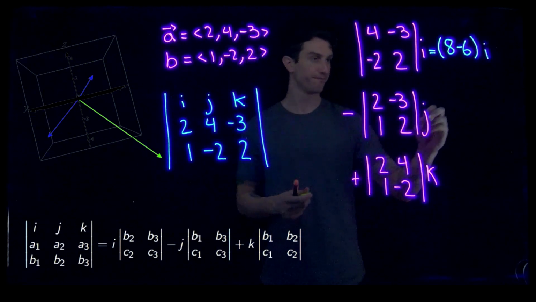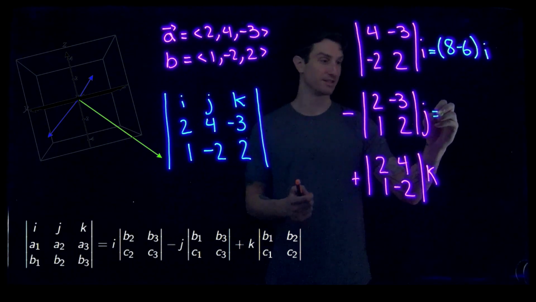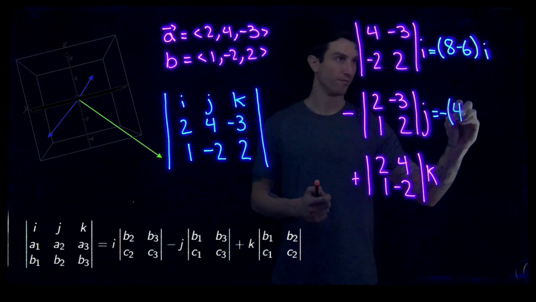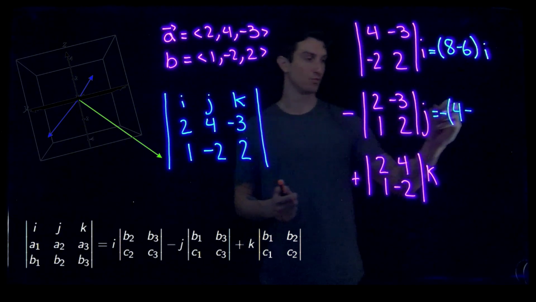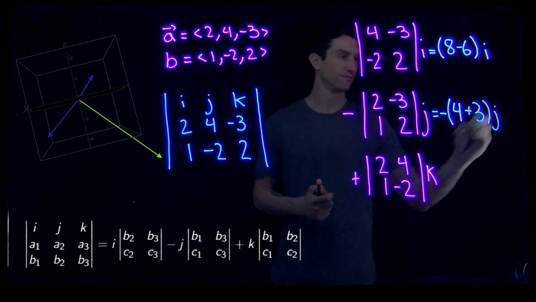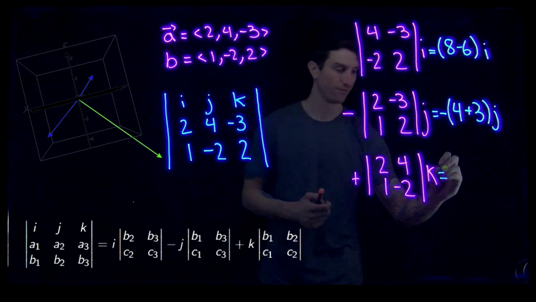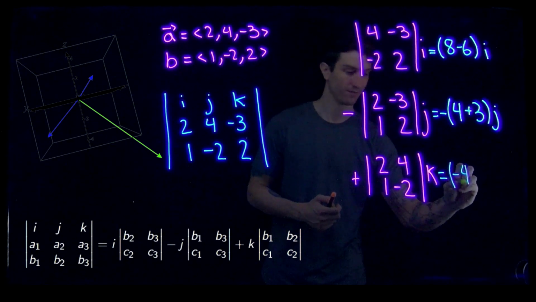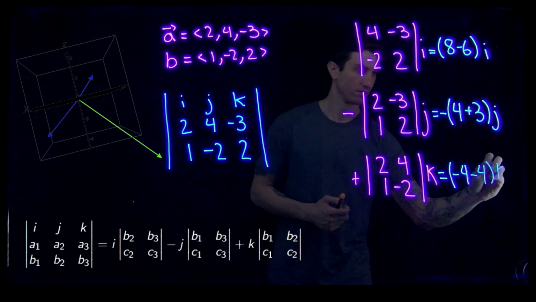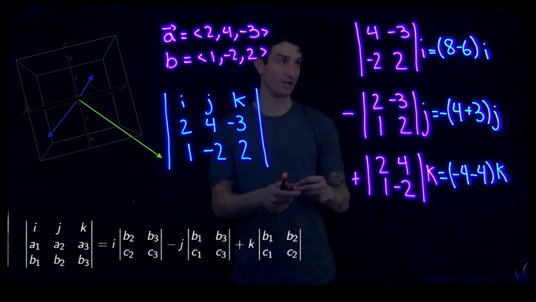Now we'll do J. What do we have? So this is a negative, let's not forget. We have 2 times 2, 4, minus negative 3 times 1, so plus 3, J. And lastly, we have K here, negative 4, minus 4, K. Awesome. Okay, so now let's go ahead and we're going to simplify.